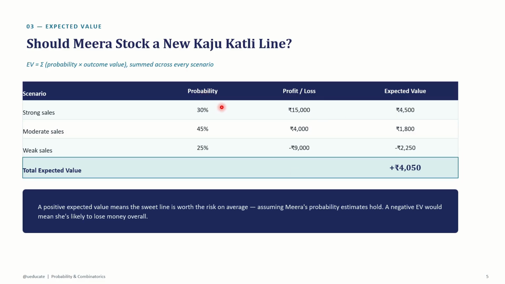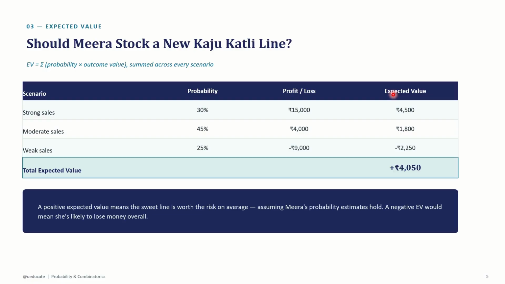Strong sales, 30% likely, profit of 15,000 rupees. Moderate sales, 45% likely, profit of 4,000 rupees. And weak sales, where she is stuck with discounted leftover stock, 25% likely, a loss of 9,000. To find the expected value, we multiply each scenario's probability by its outcome, probability into the profit, then we have the expected value of each scenario, and then we add it all together to find the expected value.